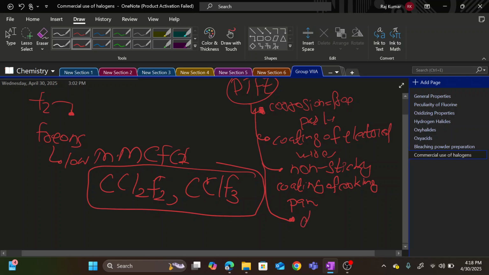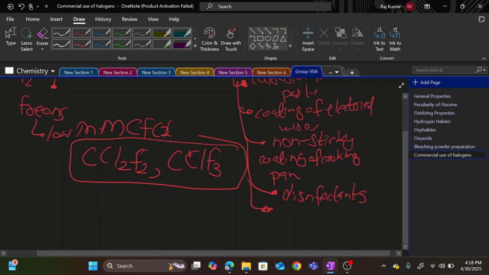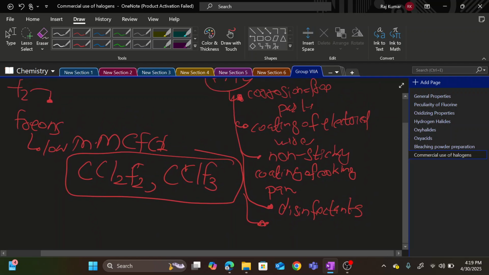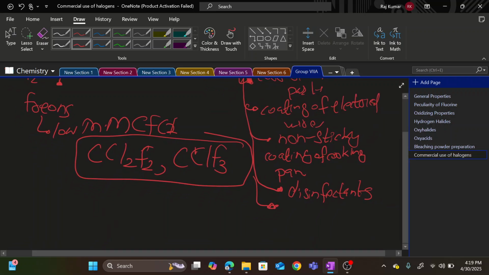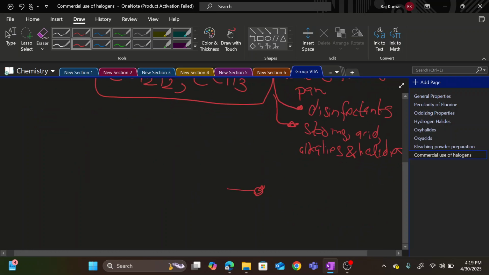It can also be used to create disinfectants and water treatment plants, and it can also be used for storing acids, alkalis, and halides.